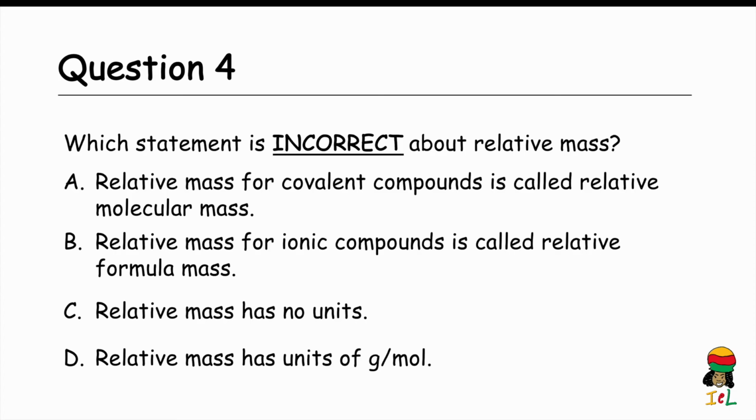Question 4. Which statement is incorrect about relative mass? A. Relative mass for covalent compounds is called relative molecular mass. B. Relative mass for ionic compounds is called relative formula mass. C. Relative mass has no units. D. Relative mass has units of grams per mole. The answer is D. Relative mass has units of grams per mole is incorrect because the relative mass has no units.